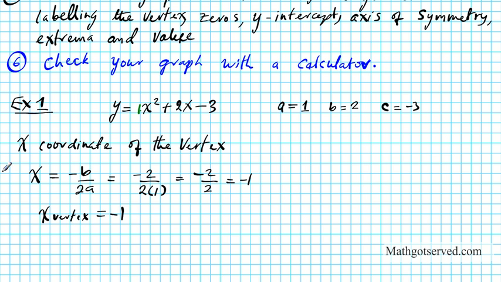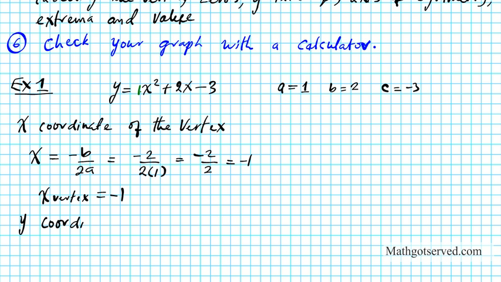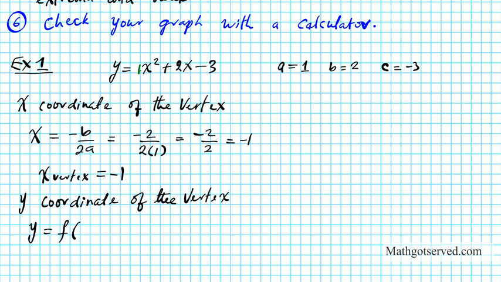And then the y-coordinate of the vertex, I'm going to use the formula I showed you, which just involves plugging in the x-coordinate, right? So we're going to have y equals f of what? Let me put that in green. So you see f of negative b over 2a. This is just a fancy way of saying plug in the answer you got up here into the original function, okay?